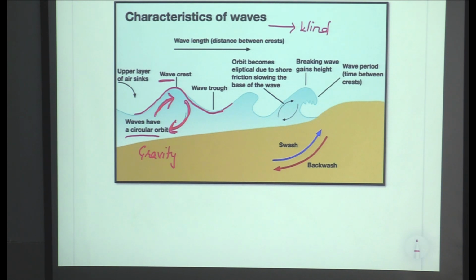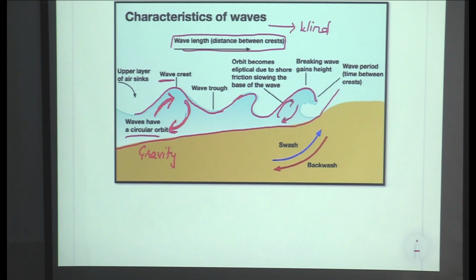We know what is wave trough, and the distance between two wave crests will be wavelength. The wavelength, that is the distance between the two crests. Now it reads, orbit becomes elliptical due to shore friction showing at the base of the waves. I can notice that my wave crest is becoming elliptical. Why is it becoming so? Because of the shallowness of the ocean water. Can you notice that the depth is decreasing?